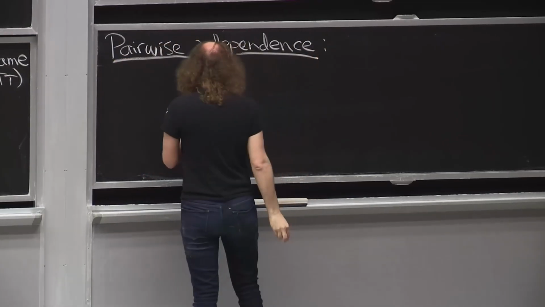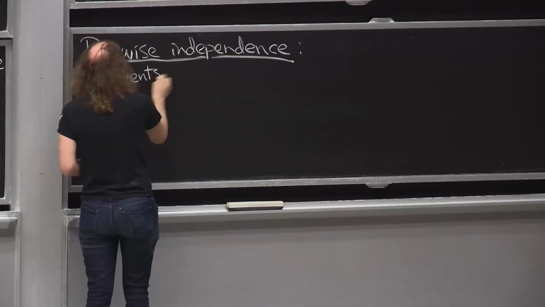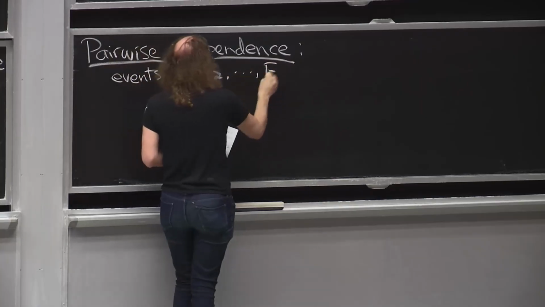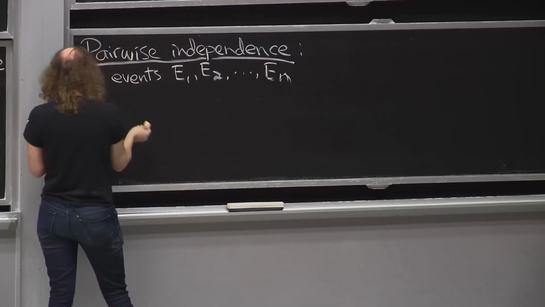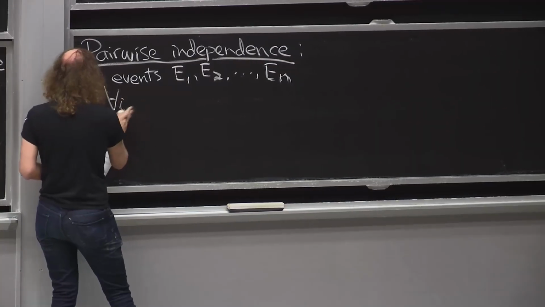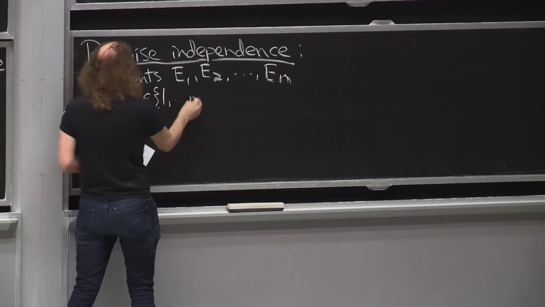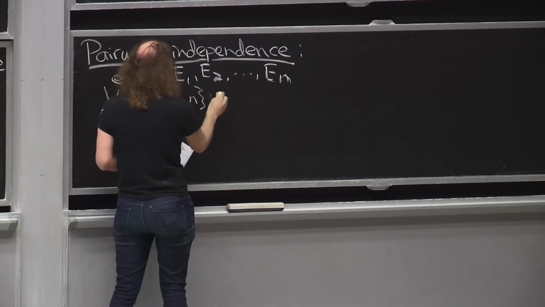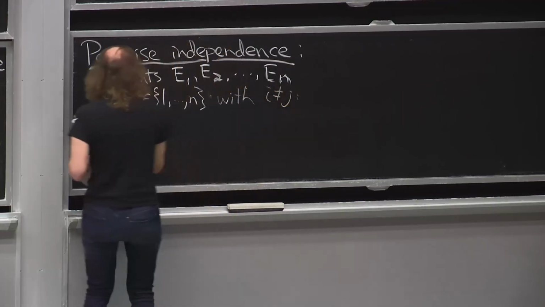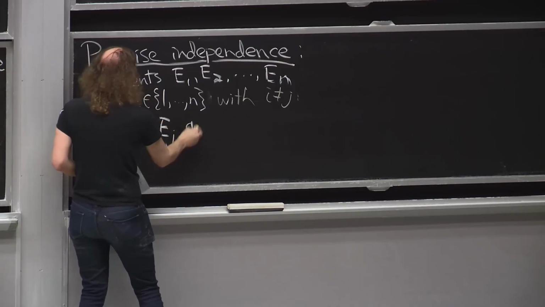So I guess let's suppose I have events E1 through En, then I'll call them pairwise independent if for all i and j between 1 and n with i not equal to j, Ei and Ej are independent.